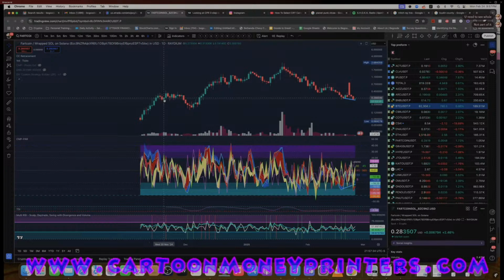I mean, this hammer was pretty significant, and that's kind of where it's bouncing. It's definitely a support resistance level there.